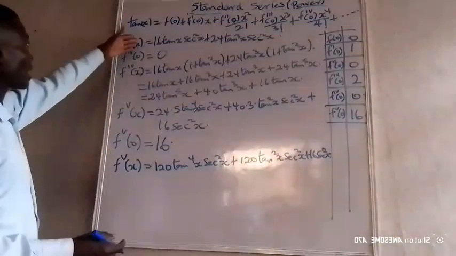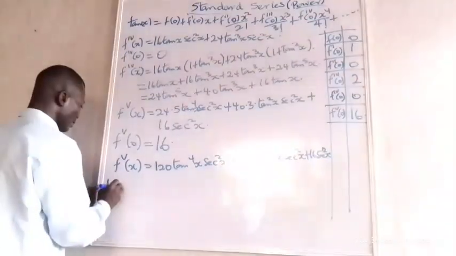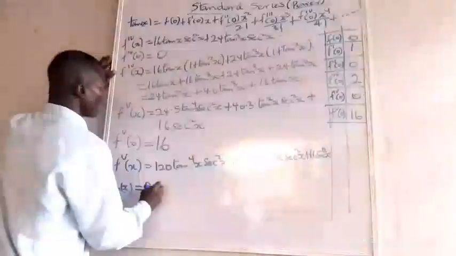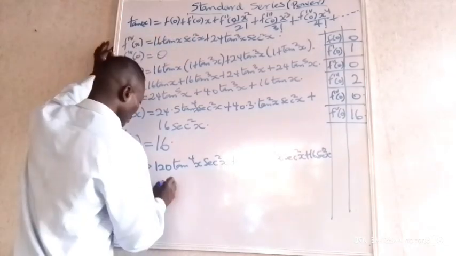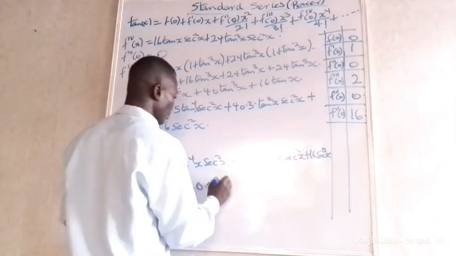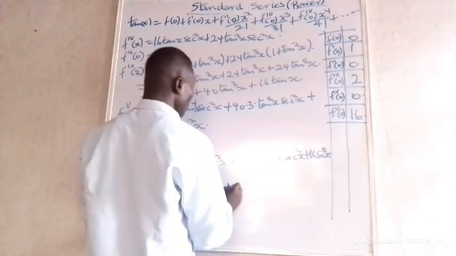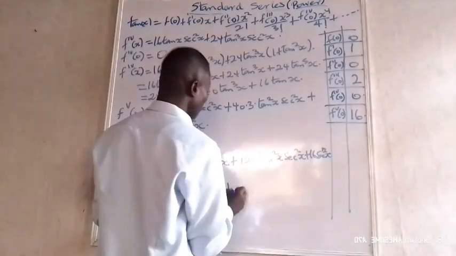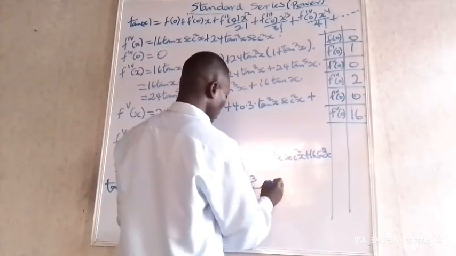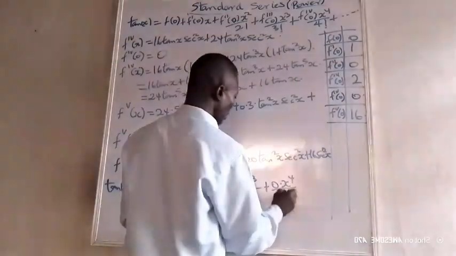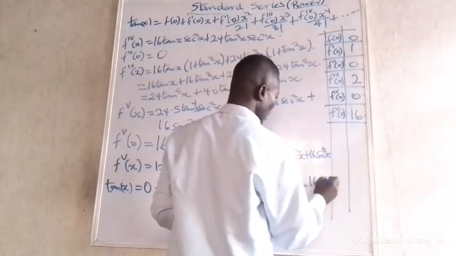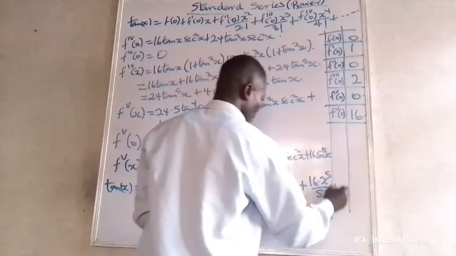So let's quickly work out what our tan x will be. So tan x will be equal to, what's f0 plus f1, that is 1, times x, what is f2? 0 times x squared over 2 factorial. f3, that is 2 times x cubed over 3 factorial. f4, 0 times x raised to the power 4 over 4 factorial. f5 will be 16 times x raised to the power 5 over 5 factorial. And it goes on like that.